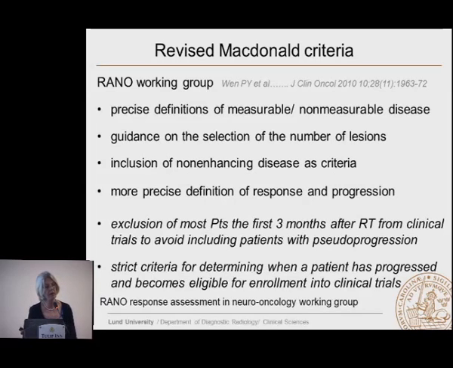From now on, we should never include a patient at least 3 months after radiation into any clinical trial, because this patient might have pseudoprogression. If you include them in a clinical trial and it looks like the tumor is progressing, you might take a patient off a clinical trial where actually the therapy is working. So therefore, never include a patient into a trial until at least 3 months after radiation. Also, the RANO criteria decided on more strict guidelines for how you evaluate tumors and how they're progressing.